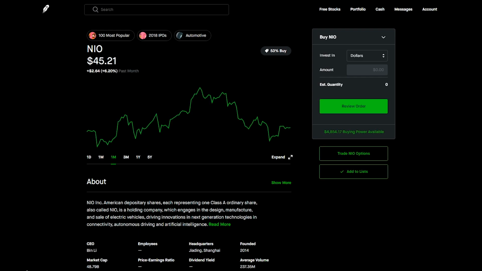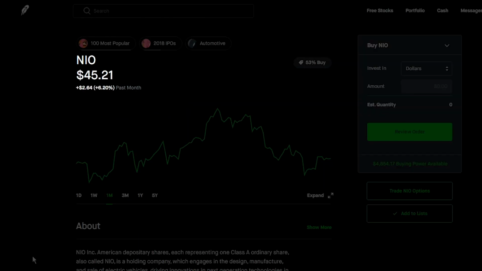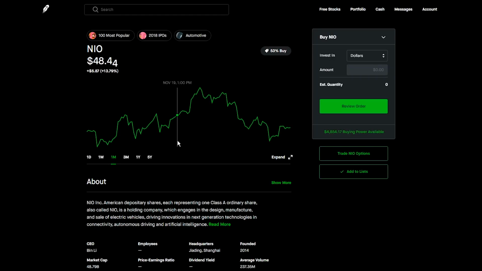And to give you a better idea, here's the 1 month chart and you can see NIO is up right over 6%. And this is where they were climbing up to their highs. They actually got up to $55.50 for their share price. And then since then, they started pulling back down.